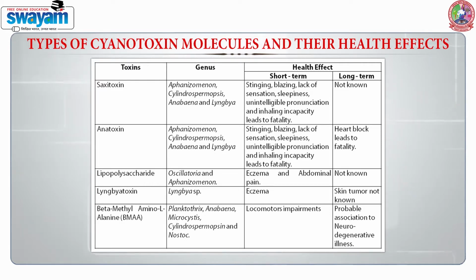There are certain lipopolysaccharides produced by Oscillatoria species which are known to produce eczema and abdominal pain. So, these are some of the algal toxins or cyanotoxins which cause numerous adverse effects on human and consumer health.